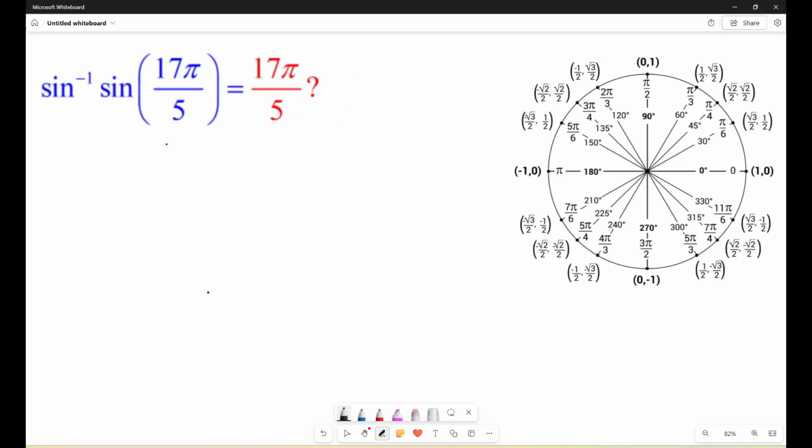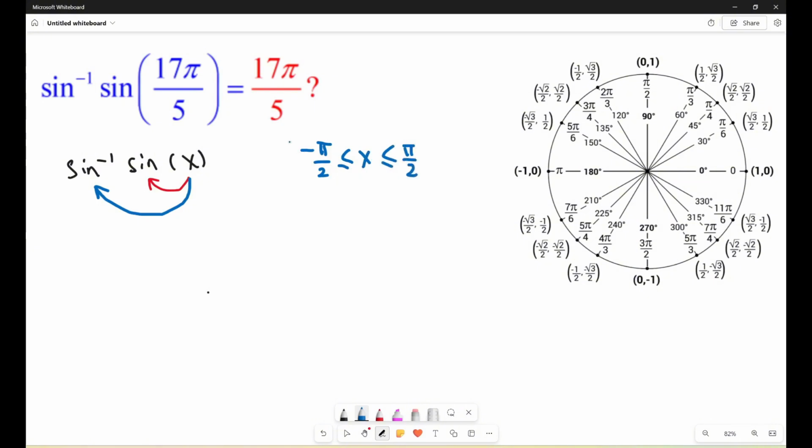Why? You know that sine inverse of sine of s. Now, s is the domain of this sine function, and it's going to be the range of the sine inverse function. You know that the range of the sine inverse function is negative pi over 2 less than or equal to s less than or equal to pi over 2. So keep that in mind.